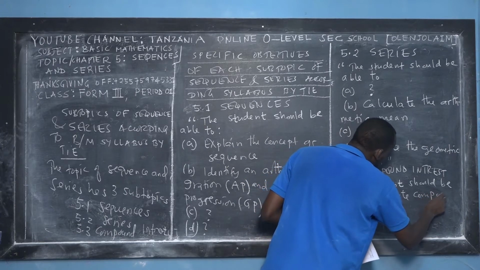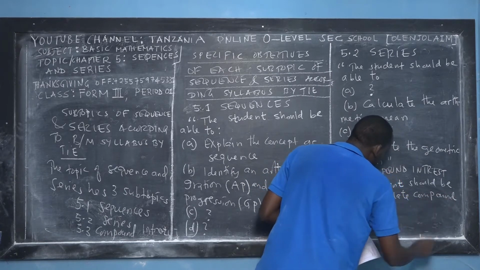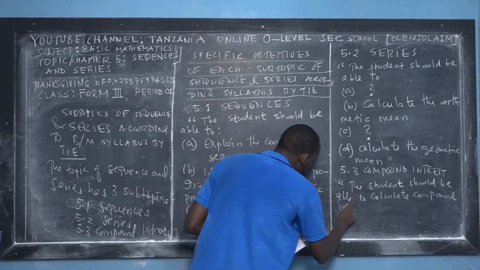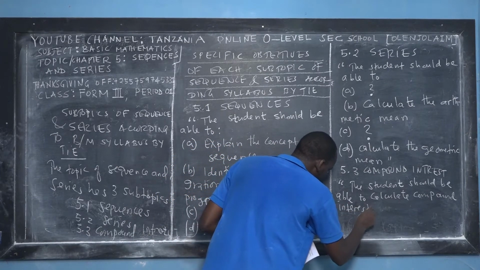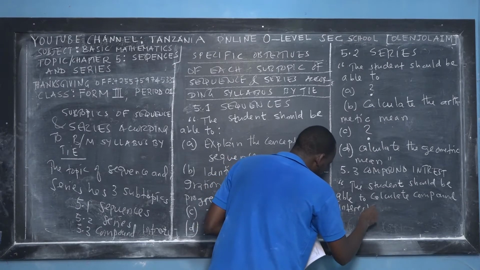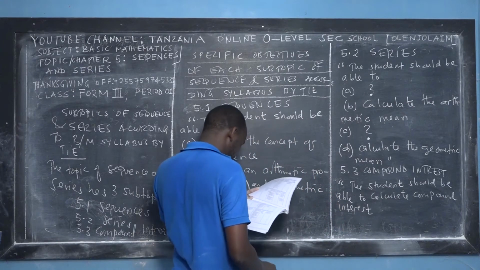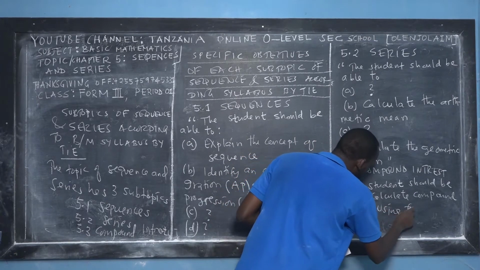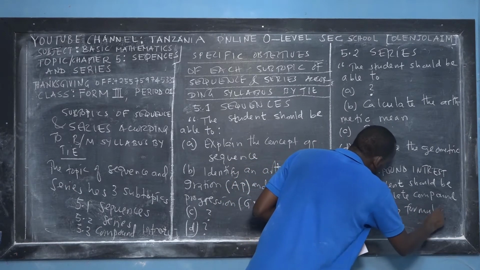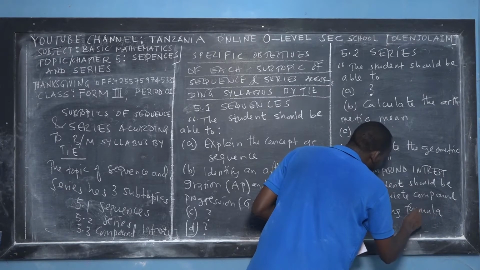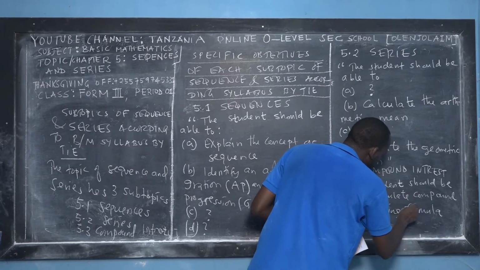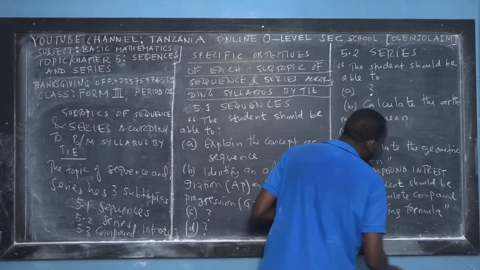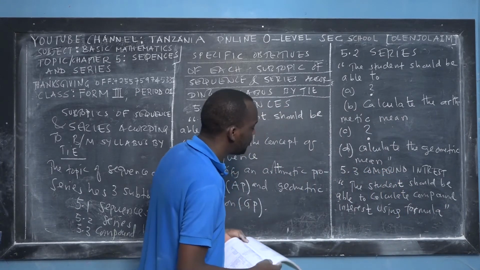Calculate compound interest. This is all about financing, a very important part of human life. Interest is used in investment. If you want to invest your money in a particular business, or at the bank, you should know how to use the concepts of mathematics to compute your compound interest by using a formula.